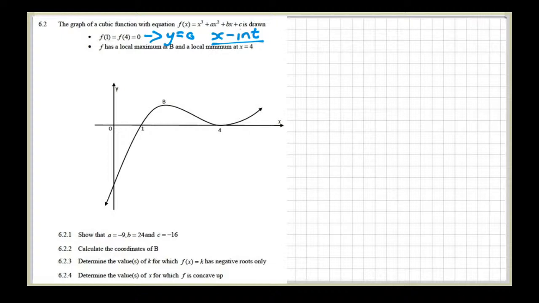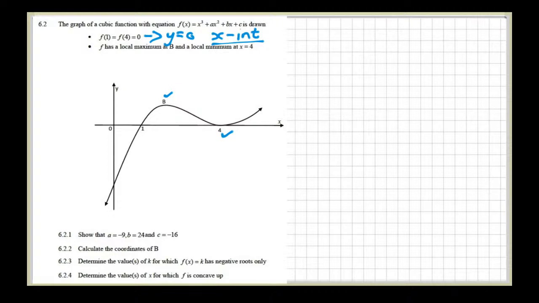Further along, it says that f has a local maximum at b, fantastic, and a local minimum at x equal to 4. That is important information for us because of where we are going. The first question they're asking in 6.2.1 is show that a is equal to negative 9, b is equal to 24, and c is equal to negative 16. In other words, they're asking me for the equation of the graph.